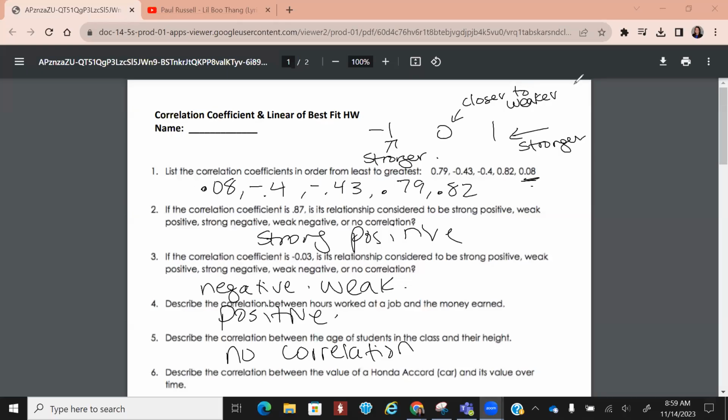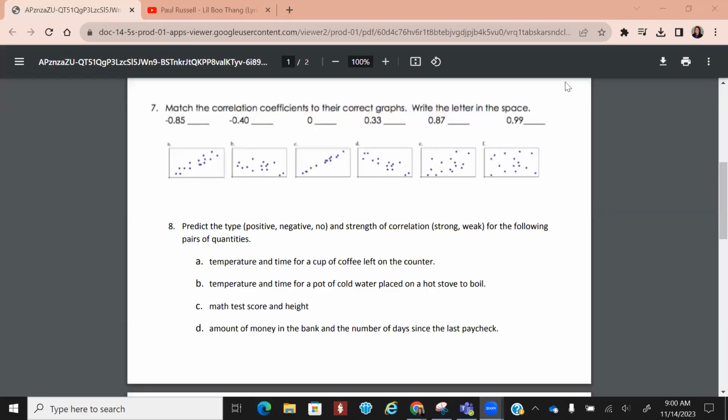And a Honda Accord, which is a car, and its value over time. So as cars get older, do they increase in value or do they decrease in value? Well, if it's like an antique car, yeah. What? Strong positive. Okay. On number 6, that's going to be a negative correlation. So this is what you're going to see on your mastery check tomorrow.